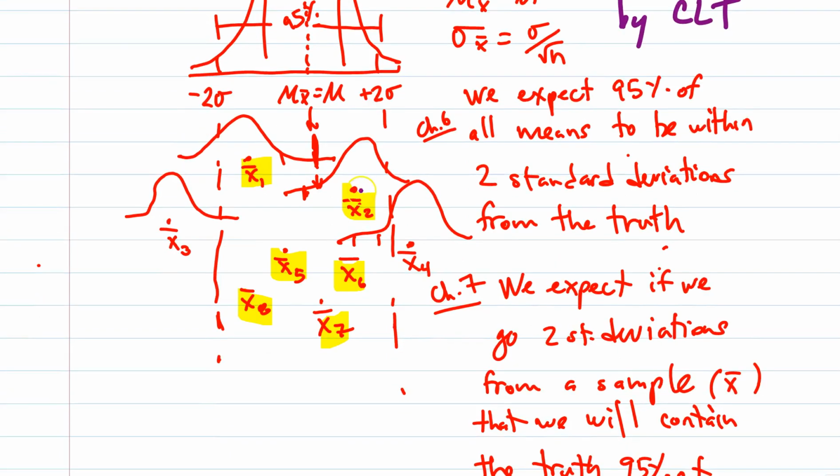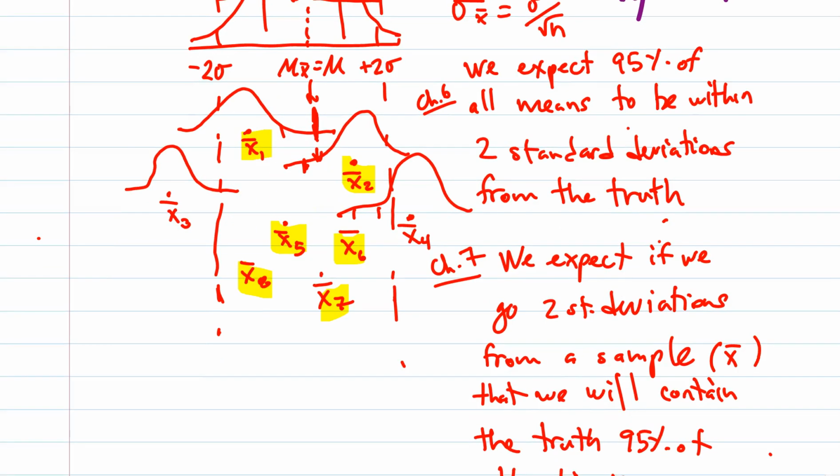Well, we take each of those means and I do a confidence interval off of the mean. I go right and left 2 standard deviations from the mean. And what we say is if I go 2 standard deviations from the sample statistic, we believe it will contain the truth, not all the time, about 95% of the time.